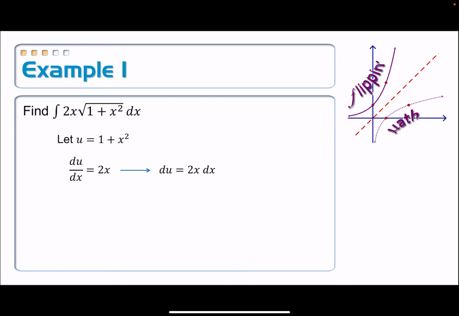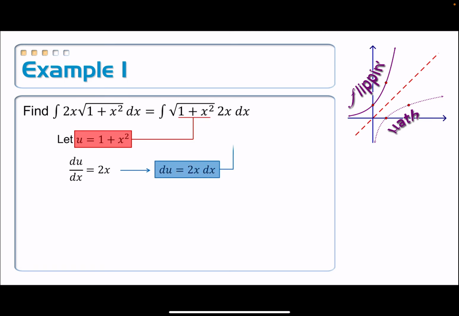Now it's time to rewrite this. Now notice that our du is equal to 2x dx, and you have that in the integrand. Here's your 2x and here's your dx. Here, to make it super plain, I'm going to separate these two things. So you can see the square root of the 1 plus x squared, that's your u that's right here. So we're going to replace that thing with a u. And this is your du, and you can see it very plainly here, the 2x and the dx is going to become your du.